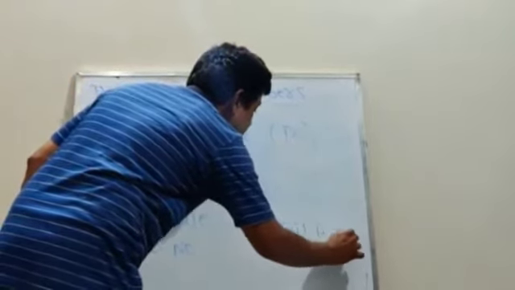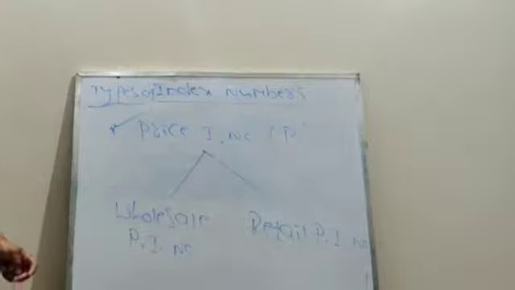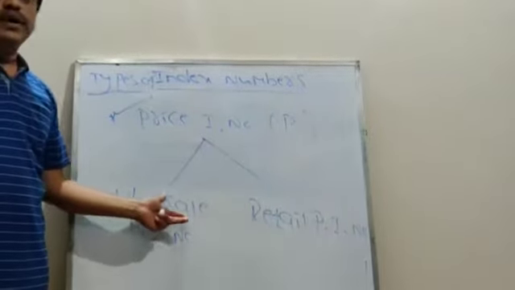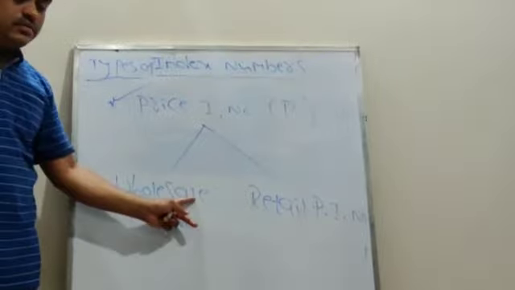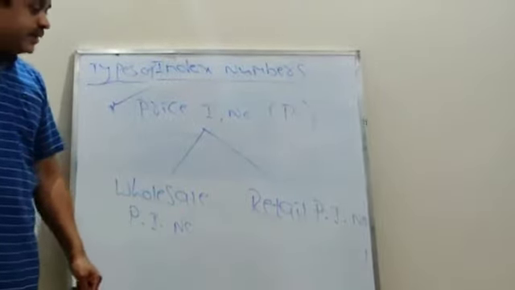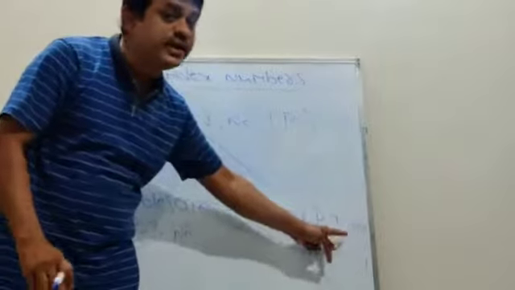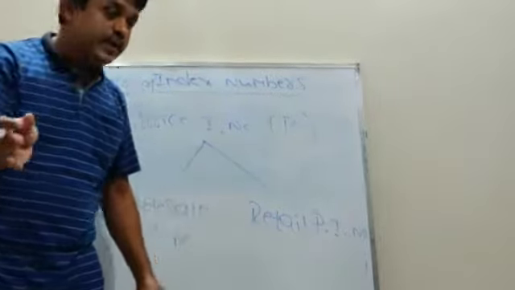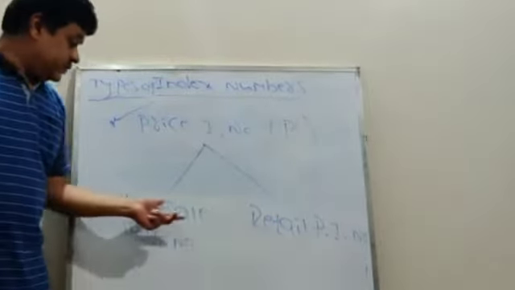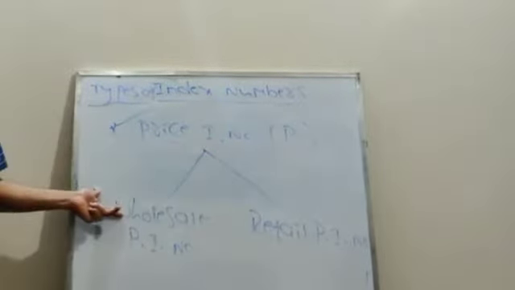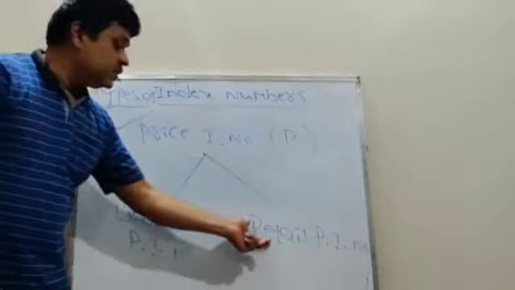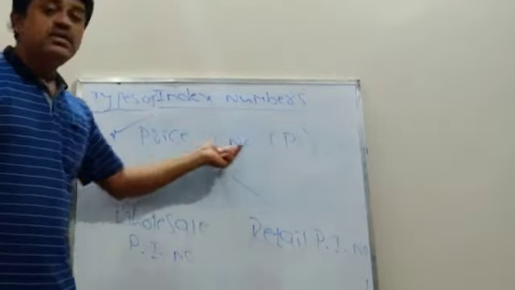Retail price index number. Here, first, what do you mean by wholesale price index number? This wholesale price index number deals with the wholesale market, and this retail price index number deals with the retail market. It means that the retailer will purchase the goods from the wholesaler. These are the types of price index number.